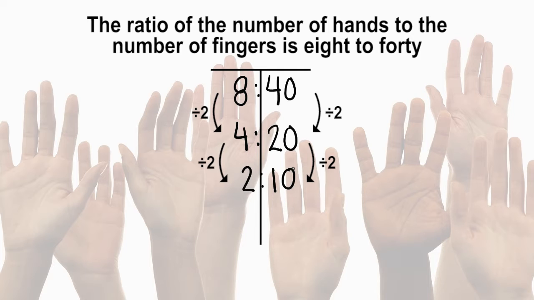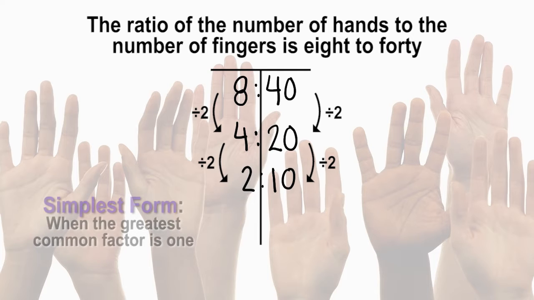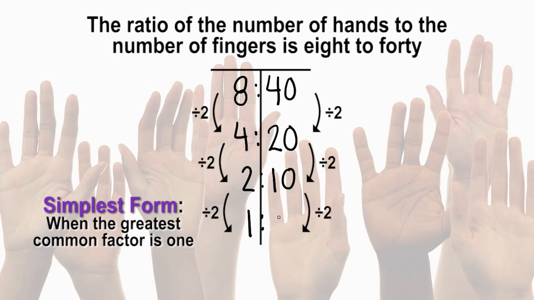Let's find the simplest form of the ratio 8 to 40. The ratio is in simplest form when the greatest common factor between the two numbers is 1. Looking at the last ratio we made, 2 to 10, let's divide it by half again, or by 2. 2 divided by 2 equals 1, and 10 divided by 2 is 5. The simplest form for this ratio is 1 to 5. The simplest form is 1 hand to 5 fingers.